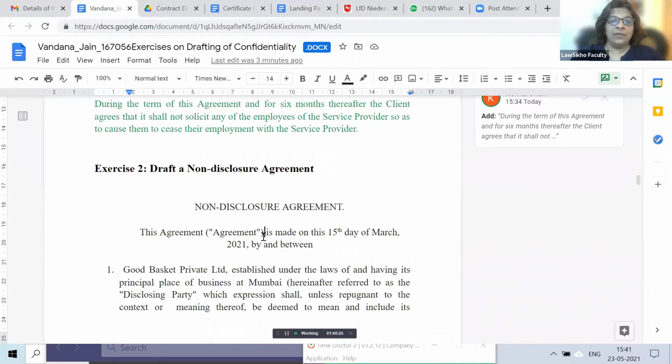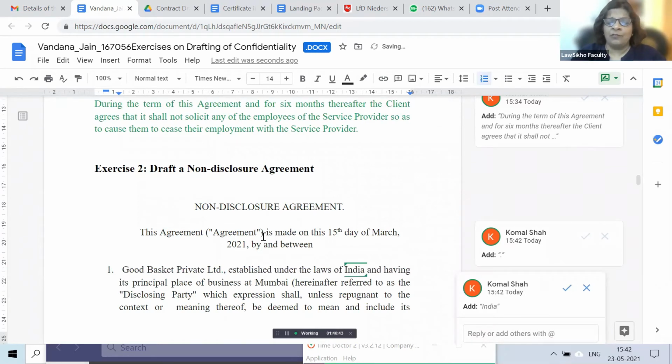This agreement is made on this 15th day of March 2021 by and between Good Basket Private Limited, established under the laws of India.